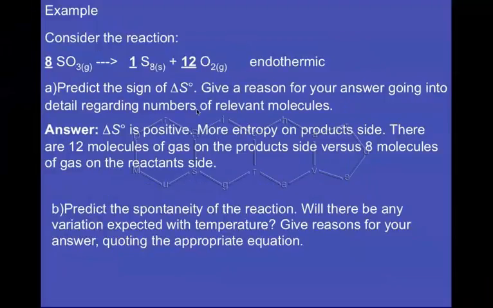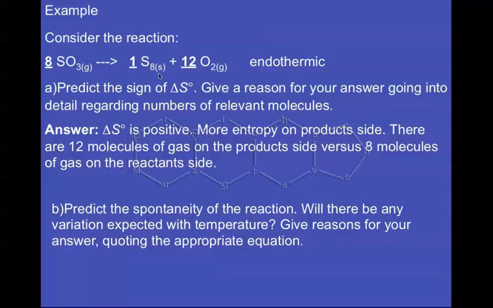Let's look at a couple of examples now that involve finding the sign of delta G given the sign of delta S and delta H. So we're given a reaction here and we're told whether it's exothermic or endothermic. This one is endothermic. Our first mission here, predict the sign of delta S.